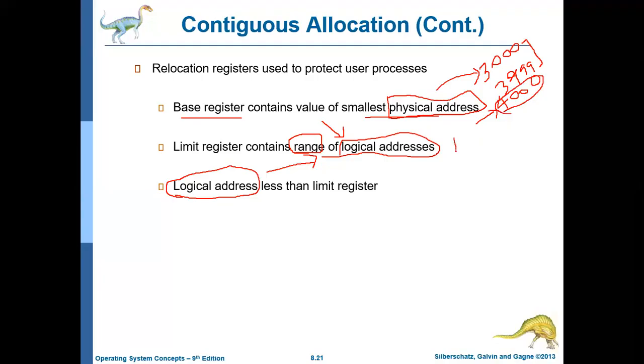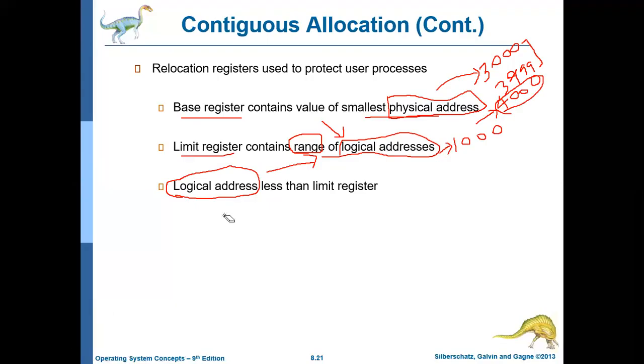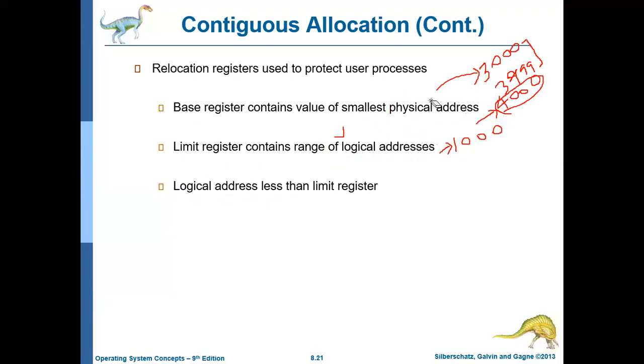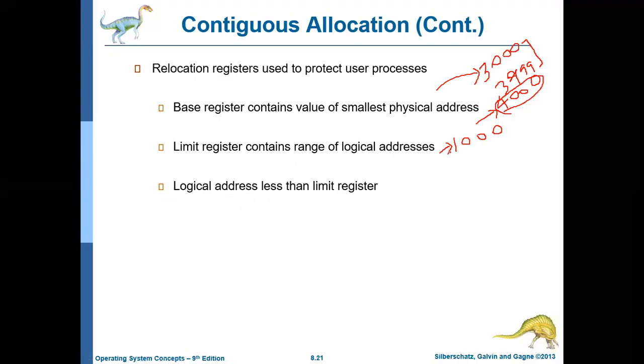Okay, so the limit register will have 1000. Now this 1000 is not the physical address. 1000 is the logical address, whereas this 3000 is the physical address. This 3000 is the physical address and this 1000 is the logical address.